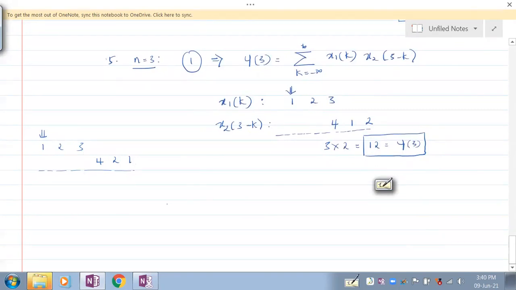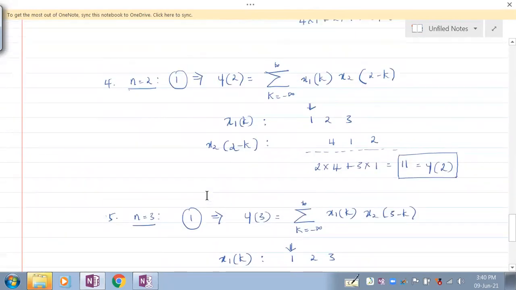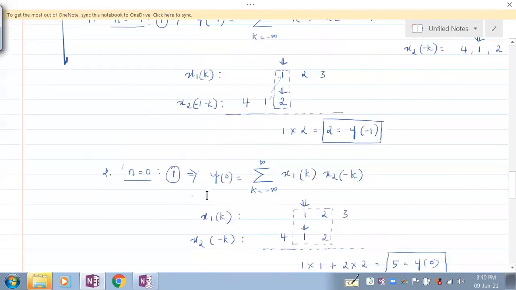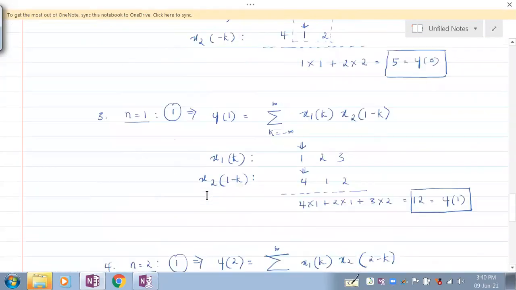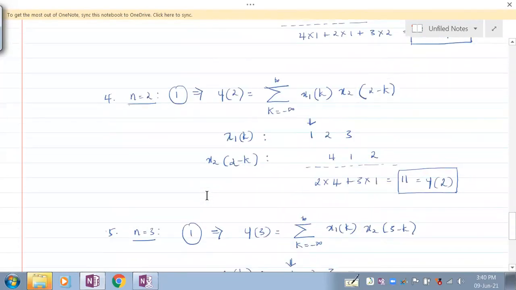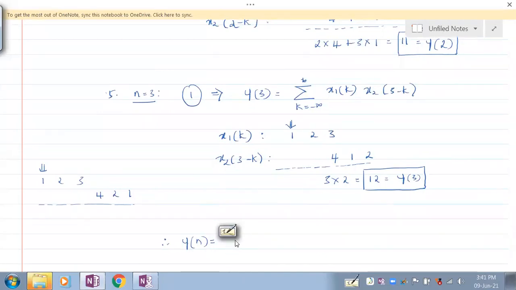Fine. So therefore, y of n would be equal to what? Can anybody give me that sequence one after the other? What is the first sample? Yeah, first sample is 2, then 5, 12, 11, 12. So 2, 5, 12, 11, 12 is what we've got.